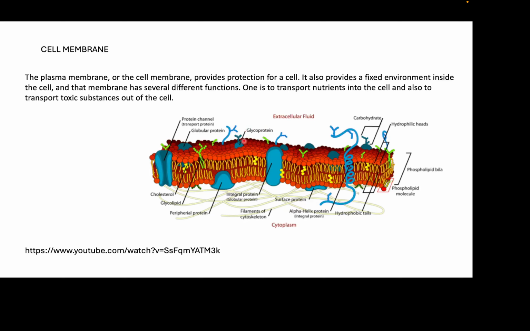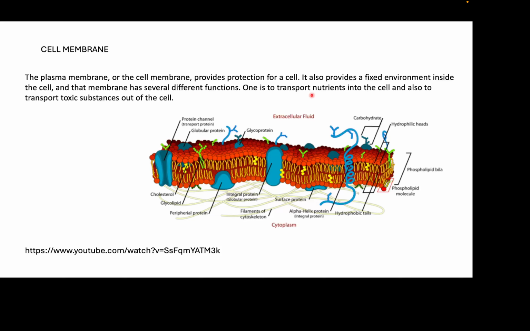We can see a glycoprotein sitting here. We can see an integral protein or globular protein in this way. And then we can see surface proteins. We can see alpha helix proteins, and we can see some carbohydrates associated with the proteins, right? But one thing to notice is that these carbohydrates are not present towards the cytoplasm. They are present only towards the extracellular fluid.